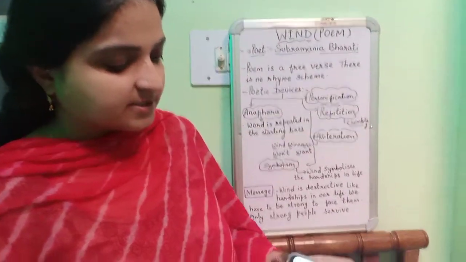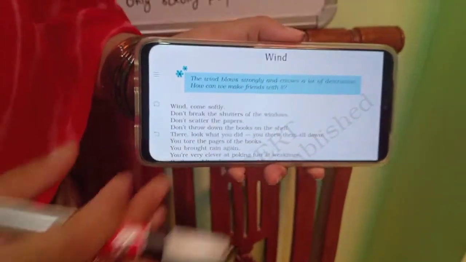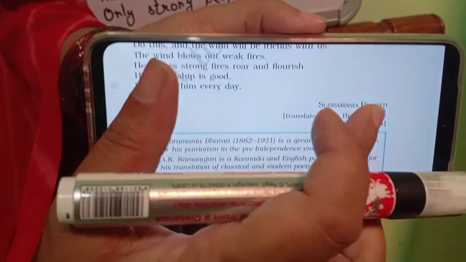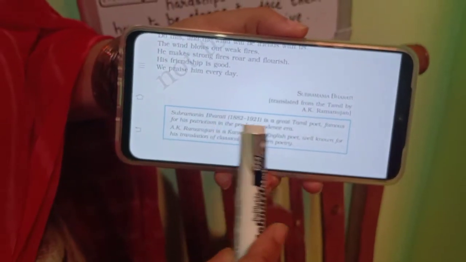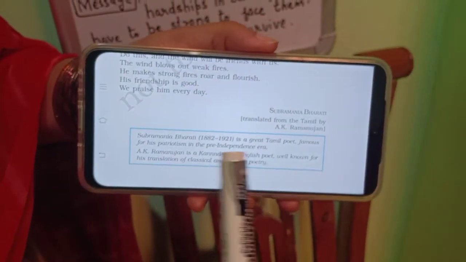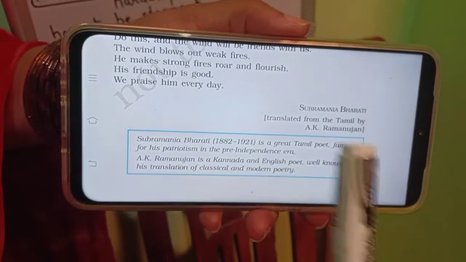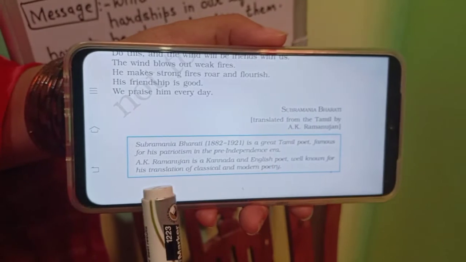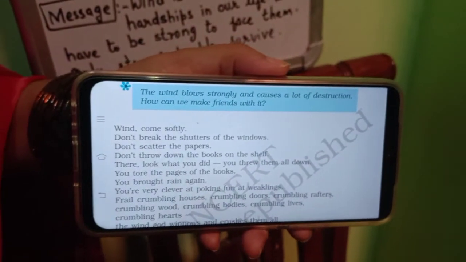I have also taken this text of the poem with me so that I could give you some word meanings also. So see, the poem is Wind, written by the poet Subramanya Bharati. Subramanya Bharati is a great Tamil poet, famous for his patriotism in the pre-independence era, means before independence. This poem is translated in English by A.K. Ramanujan. A.K. Ramanujan is a Kannada and English poet, well known for his translation of classical and modern poetry.